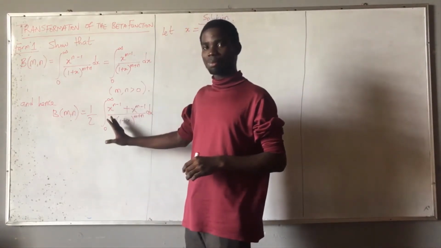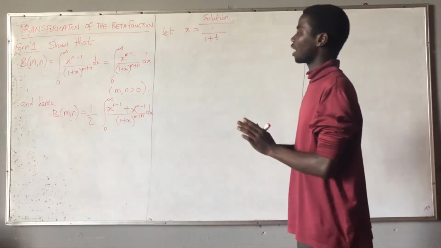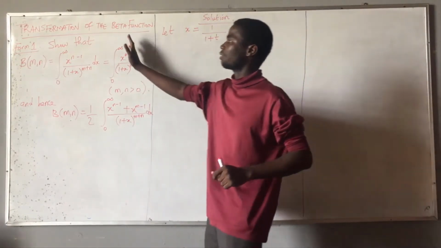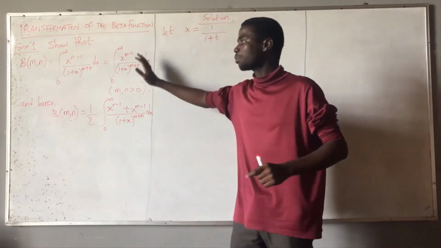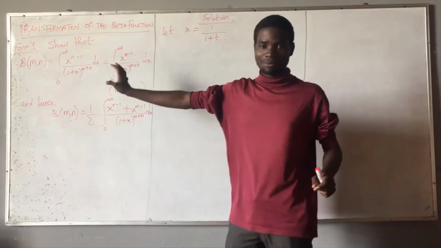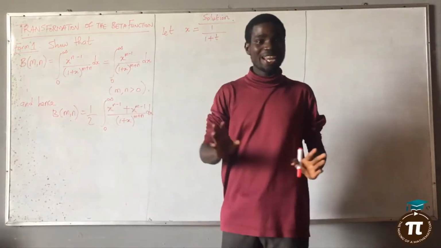Now this is what we are going to do: transformation of the beta function. That is the different ways we write the beta function, and we are going to be proving them. This is the first form. This is the first one we are going to be looking at.